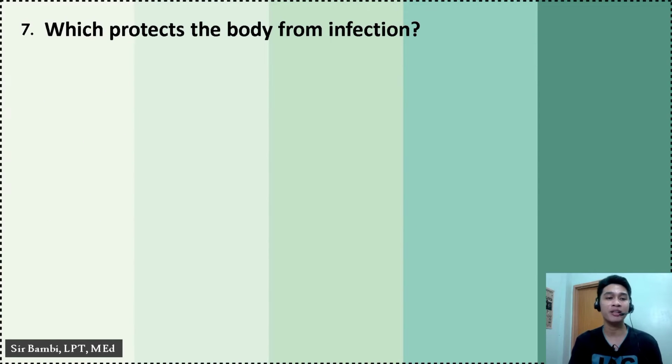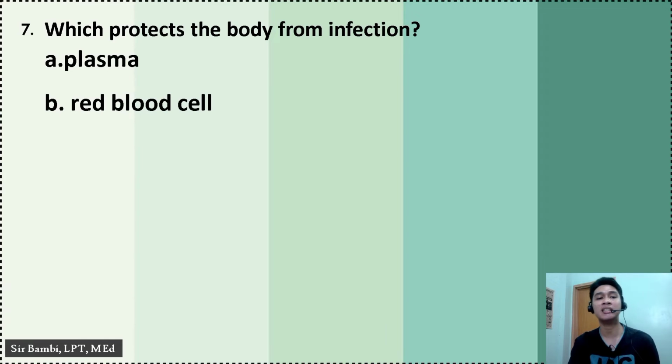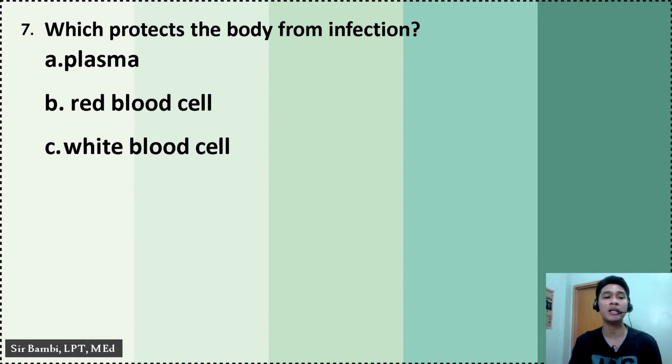Number 7. Which protects the body from infection? A. Plasma, B. Red blood cell, C. White blood cell, or letter D. Hemoglobin. The correct answer is letter C.